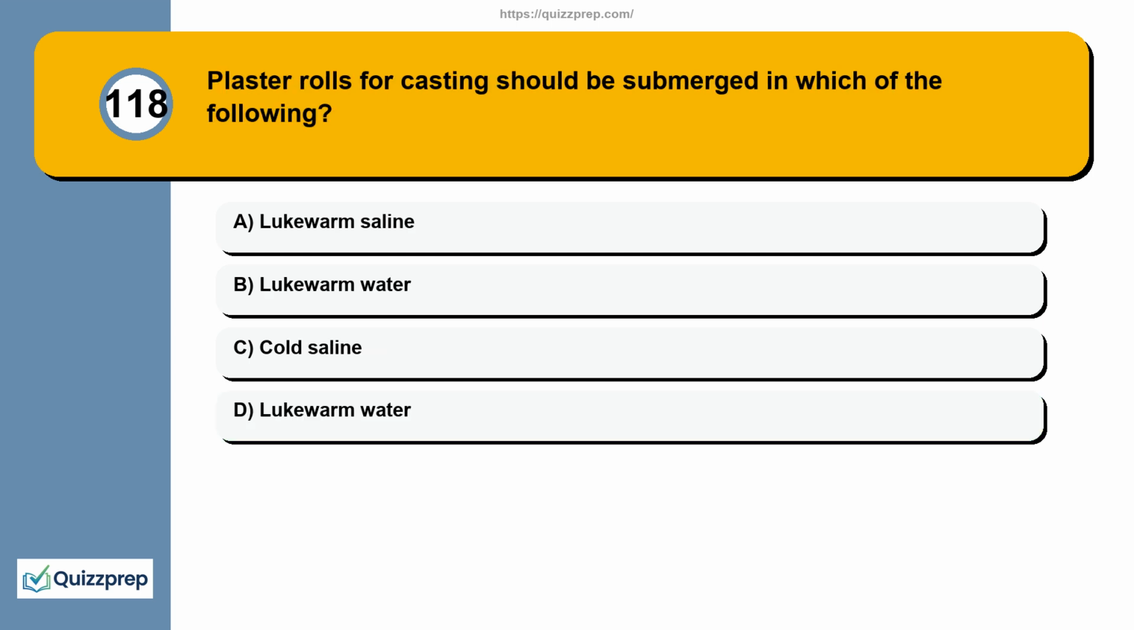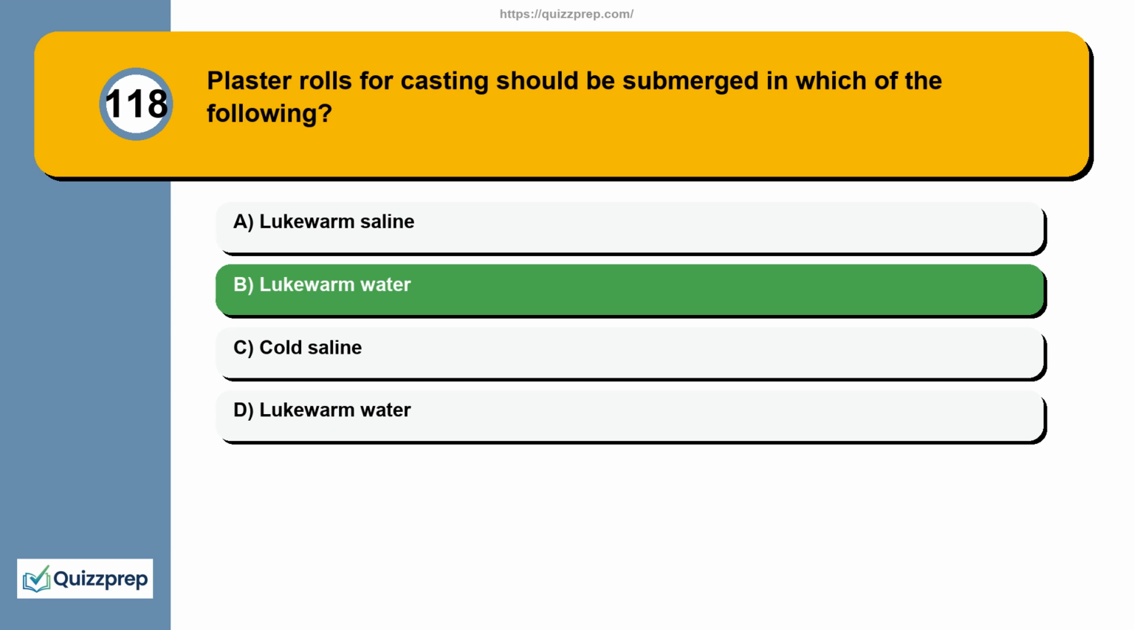Question 118. Plaster rolls for casting should be submerged in which of the following? Option A, lukewarm saline. Option B, lukewarm water. Option C, cold saline. Option D, lukewarm water. The correct answer is option B, lukewarm water.